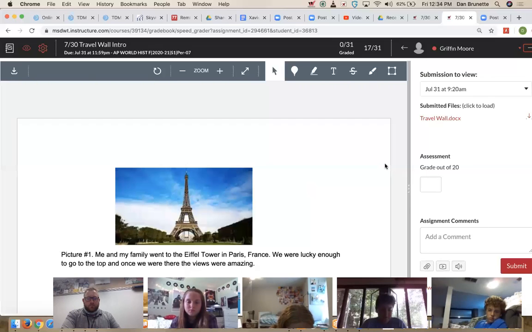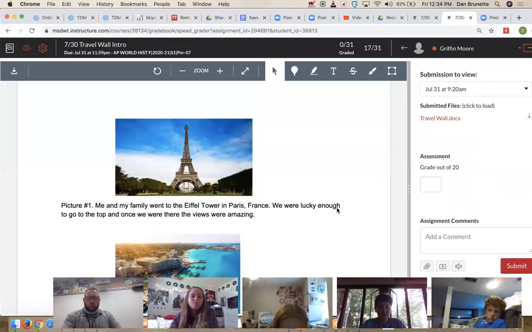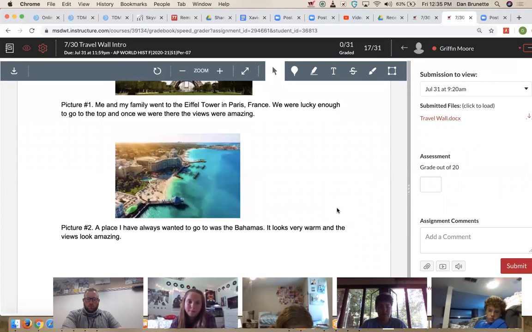Moore. Hi, my name is Griffin Moore, and I went to St. Luke. The first picture is the Eiffel Tower in Paris, France, and it shaped my view on culture by showing me how people live in different countries. And the second picture is the Bahamas, and I've always wanted to go to the Bahamas to see the great views and try their food.